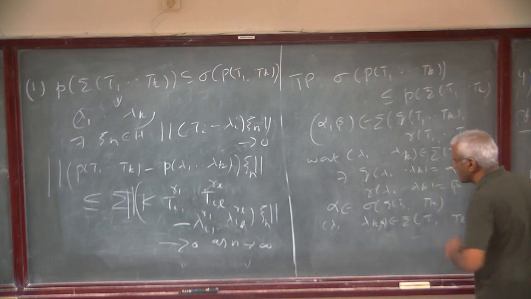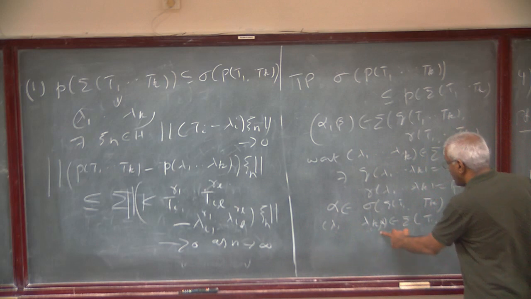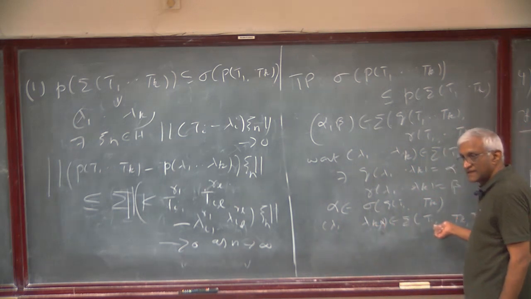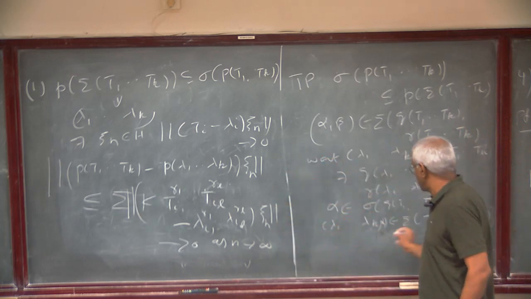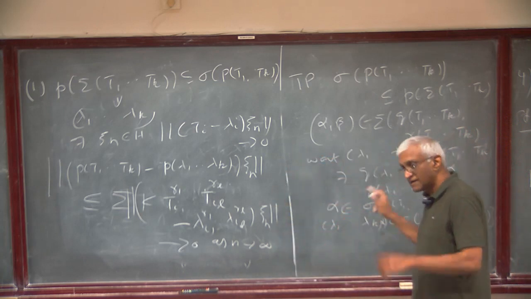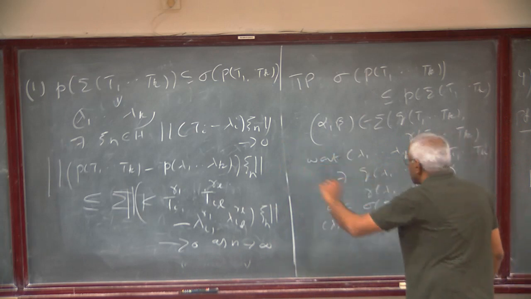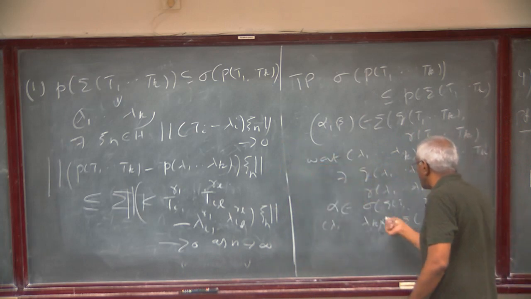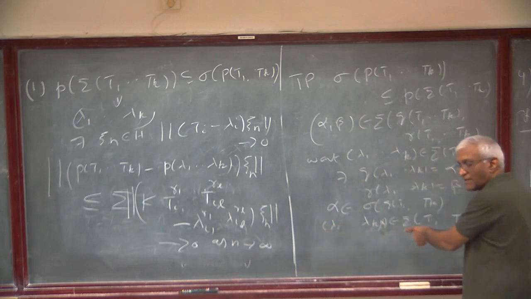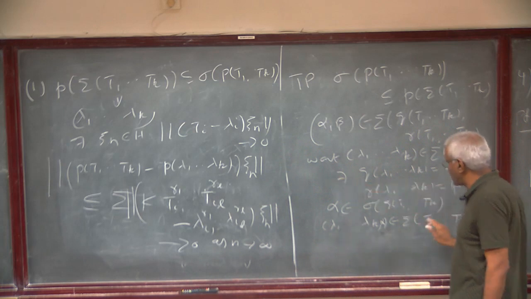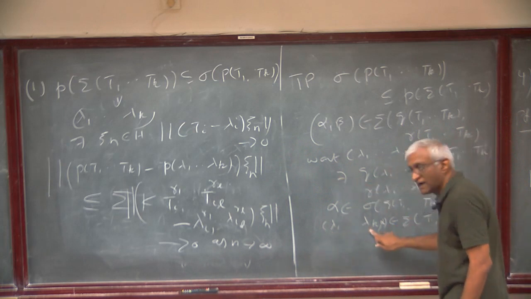Similarly, for beta, you get another mu 1 up to mu k, such that beta is in that. If it is in this, then by the same calculation, this just means that T_i minus lambda times some xi goes to 0, right? By the same calculation, Q of T1 up to Tk minus Q of lambda 1 up to lambda k times xi will go to 0. So this will imply that alpha has to be Q of lambda 1 up to lambda k.